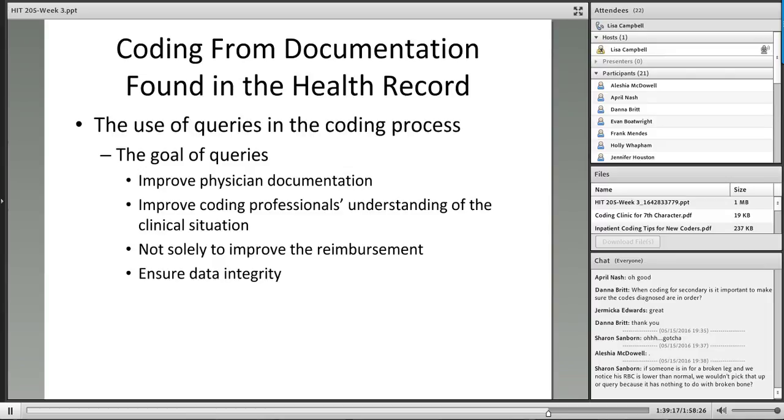All right, so let's talk about queries. The goal of queries is not to make more money. That is very, very, very important. It is not to make more money. The goal of a query is to improve physicians' documentation.